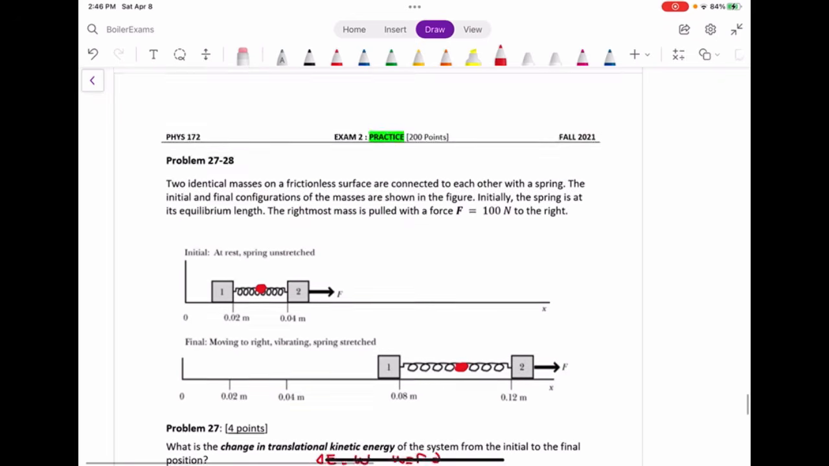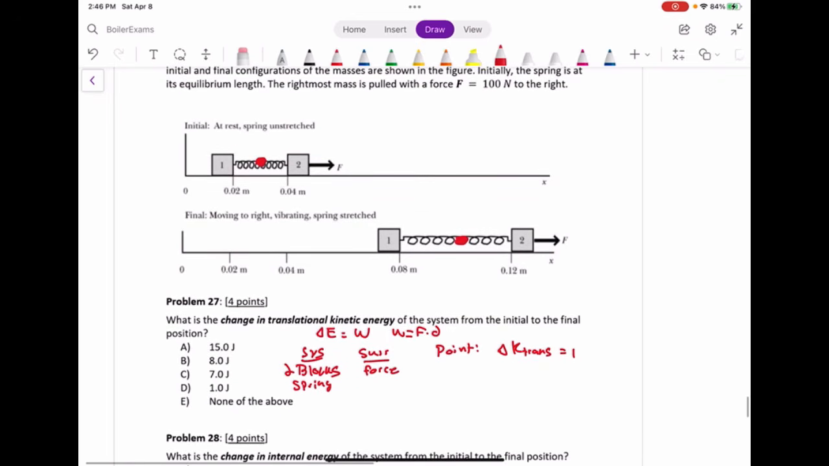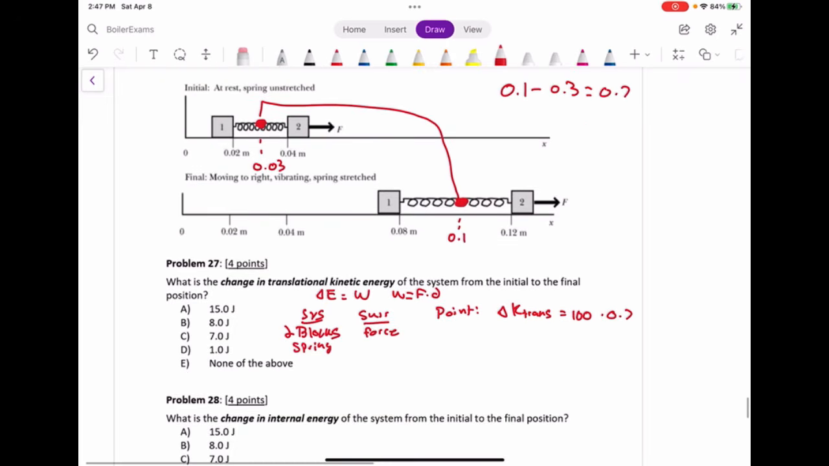So the force that we're putting through there is 100 newtons. That's the same regardless of if you choose extended or point. And we want to look at this distance between center of masses. So it looks like here, the center of mass initially is going to be halfway between both. You've got 0.03, and then this looks like it's going to be 0.1. So displacement, you're just going to do final position minus initial position, 0.7 times 0.7. Delta K trans equals 70.